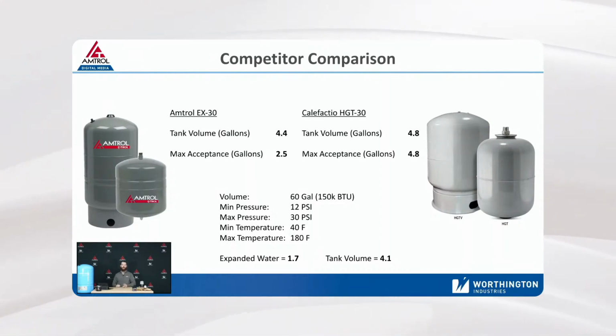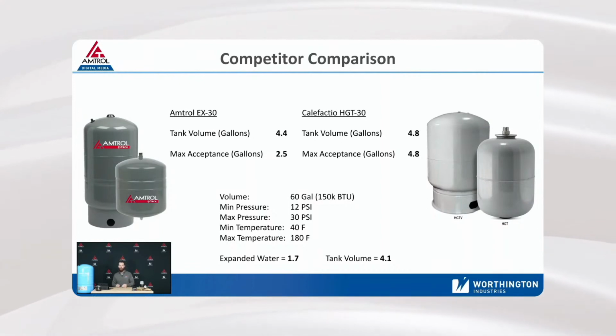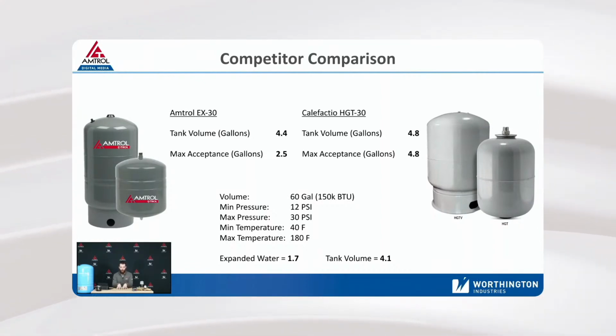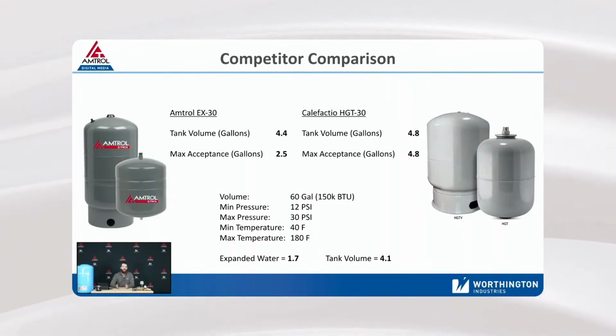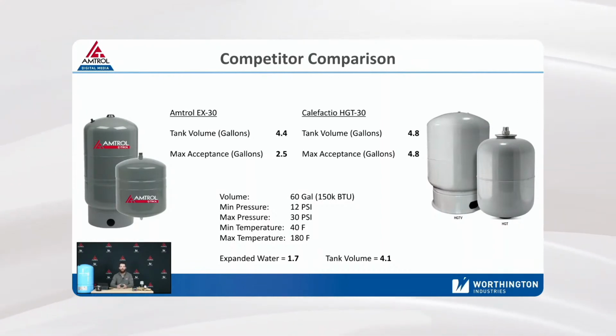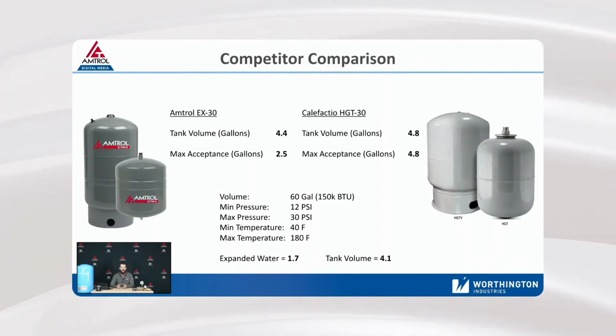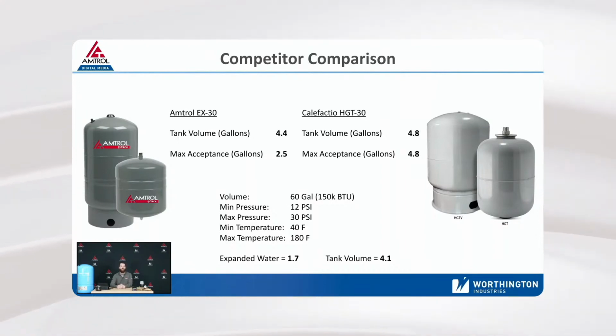So I think they have bladders in theirs. Actually, I know they have bladders in theirs. But they're full acceptance. All right, so now we have that same question. Oh, well, that HGT30 holds more water. I was like, oh, I hate that statement. It doesn't hold more water. It just has a higher max acceptance. It's all wasted space. And I don't know any system where you're going to be able to get 4.8 gallons or even close to that in that tank, because it's going to be some obnoxious system, which I'll show you in a second.